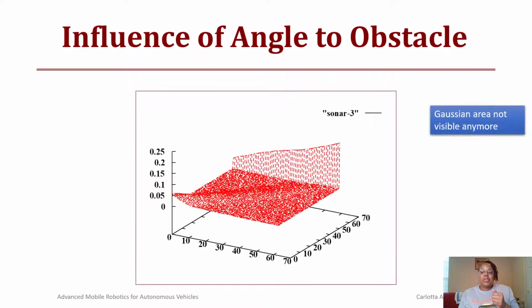And the more you do this, you may start to notice that the Gaussian area is not there anymore. So this adds to the complexity in this calculation because it won't always have that expected shape where the expected value was based upon that Gaussian distribution.